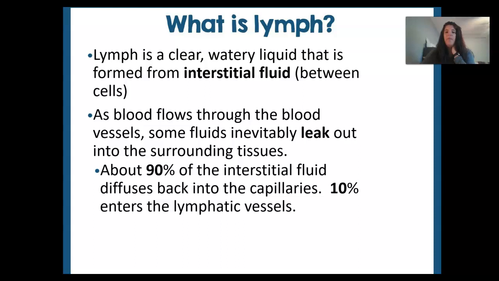Now, what happens is that as blood flows through the blood vessels, the arteries and the veins, some fluids inevitably leak out into the surrounding tissue. We talked about how blood is full of plasma and proteins and water and blood cells, the formed elements, all of those white blood cells. But some of that fluid, as the blood is flowing, is going to leak out into the interstitial fluid, so into those surrounding tissues.